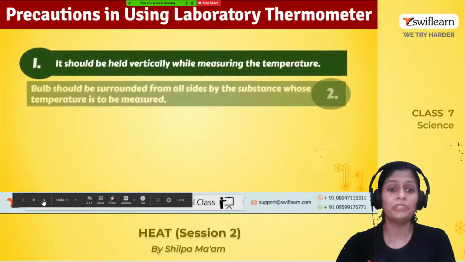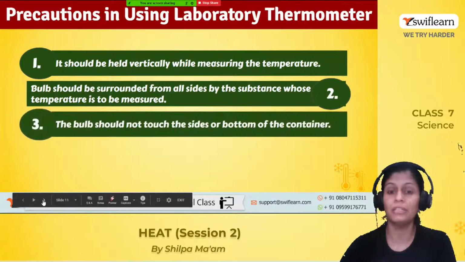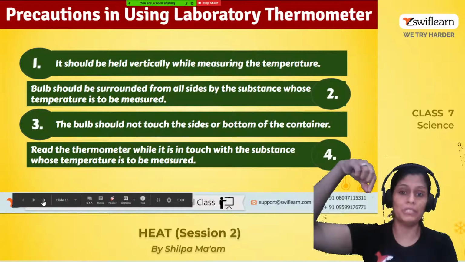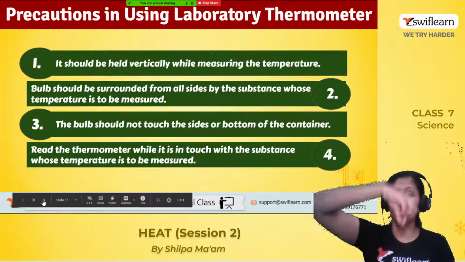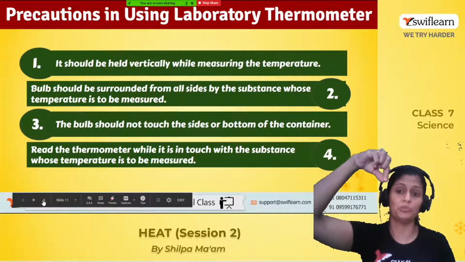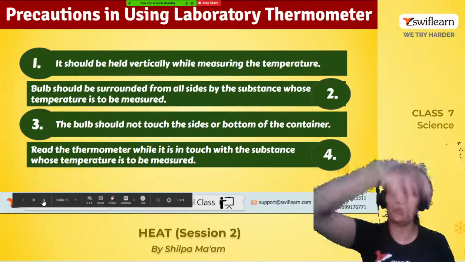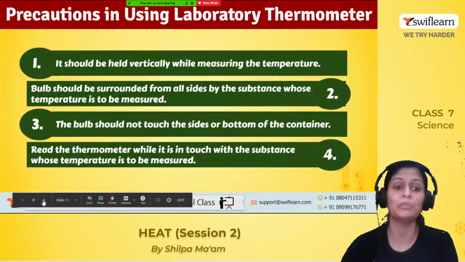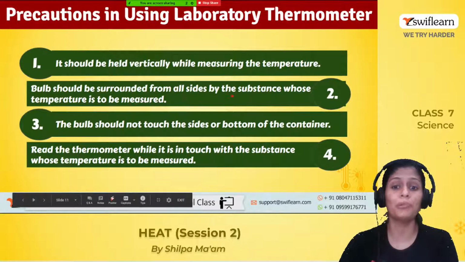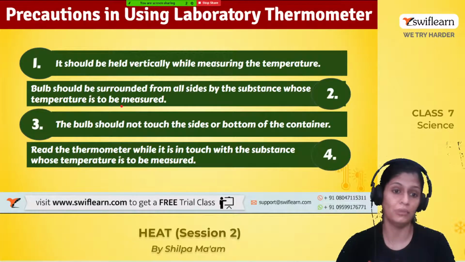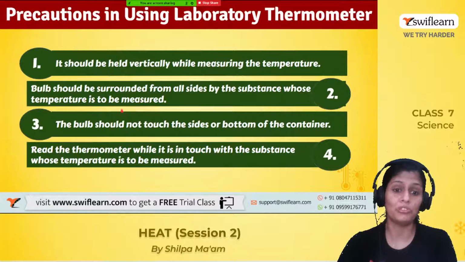Now, what are the precautions while using a laboratory thermometer? It should be held vertically while measuring the temperature, like this. You have to suspend it inside the beaker or apparatus in which you are working. That means during an experiment, you should clamp it vertically, not tilted like this. It should not be tilted. The bulb should be surrounded from all sides by the substance whose temperature is to be measured. That is, it is to be clearly immersed inside the liquid whose temperature we want to measure. The bulb should not touch the sides or bottom of the container.